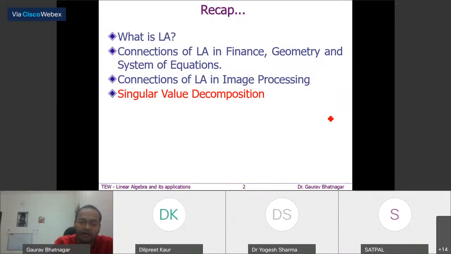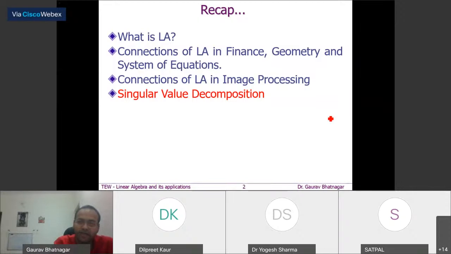Then we have seen how color image look like mathematically when we try to have a color image. Then we have seen the connections of linear algebra with the colors which we are going to have around us and how these colors will reflect in an image.